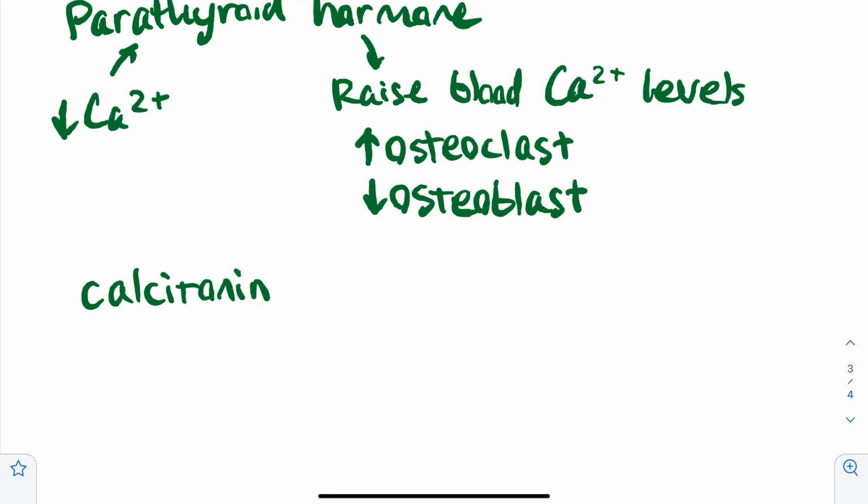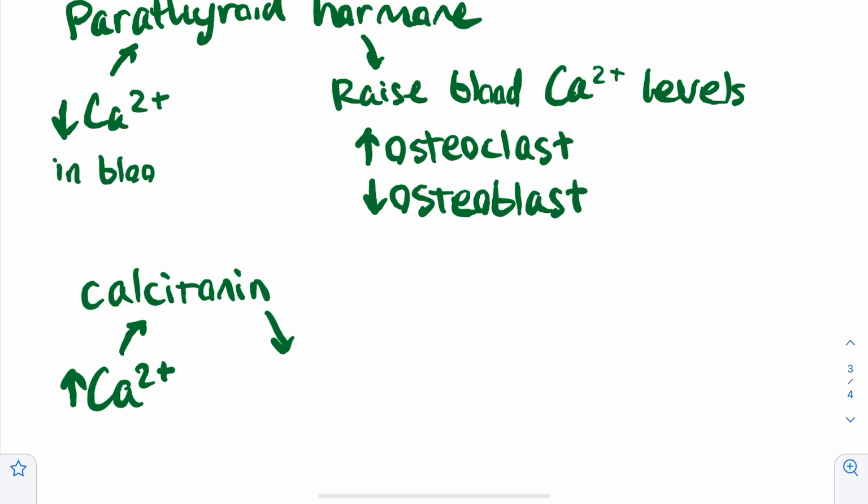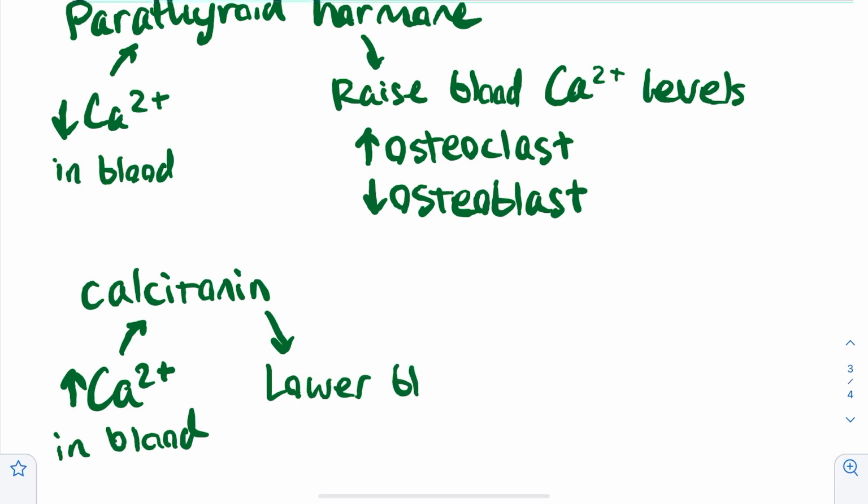But if you have too much calcium, this is going to trigger calcitonin. So these calcium levels, remember, are in the blood and not in the bone, and that's an important thing not to get confused on. These hormones are triggered by calcium in the blood. So if you have too much calcium in the blood, calcitonin is going to lower blood calcium levels.